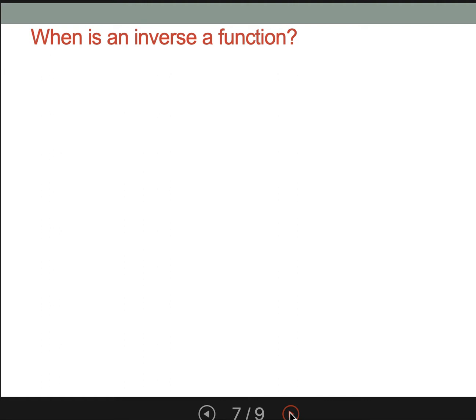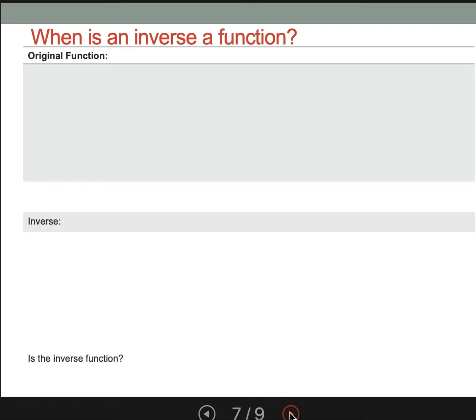Also, from the last example, we talked about how that parabola's inverse was not a function. That sideways parabola, as we know, is not a function. It does not pass the vertical line test. When we restricted its domain to just positive x values, that produced an inverse that was a function. So let's figure out, when is an inverse a function? We're going to go over all the examples that we've done already, and then one new one.